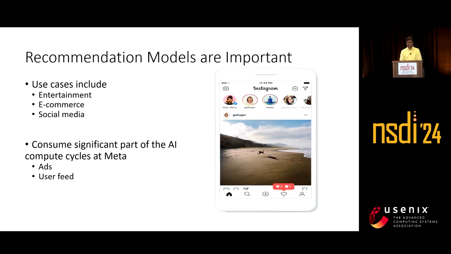Recommendation models are widely used in many online companies. They are used across many online industries such as entertainment, e-commerce, social media and so on. For example, Netflix uses them for movie recommendations, Amazon and Alibaba use them for product recommendations, Meta and X use them for user feed recommendations. These recommendation systems consume a significant part of the AI compute cycles at Meta. They are used for important use cases such as generating ad recommendations or user feed recommendations.